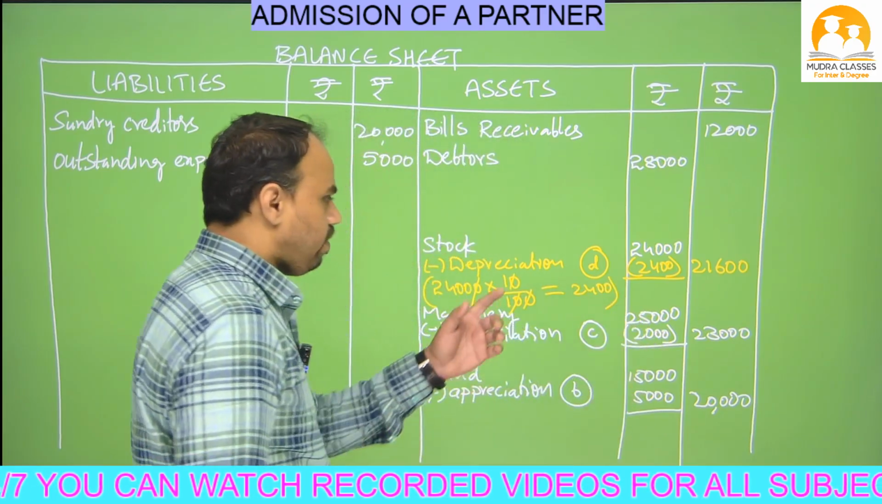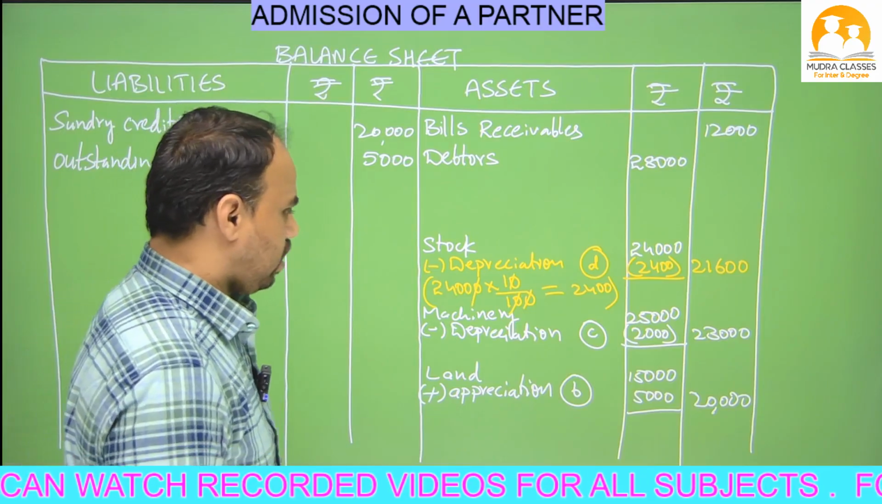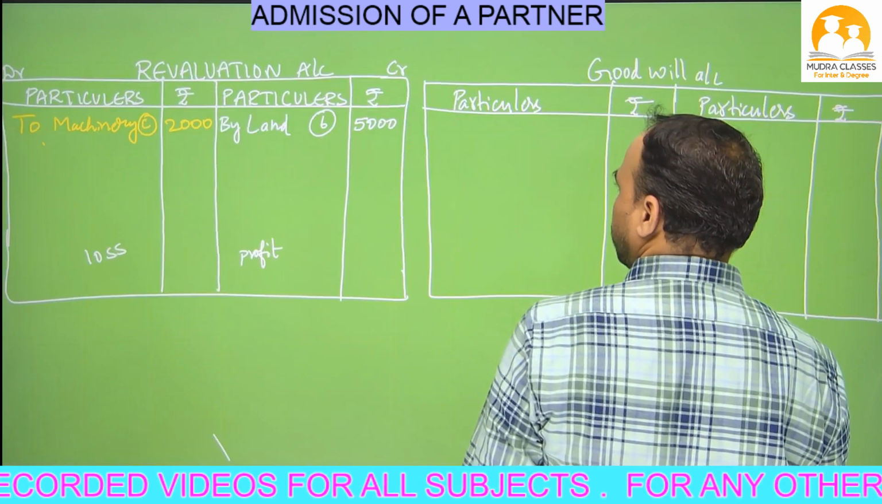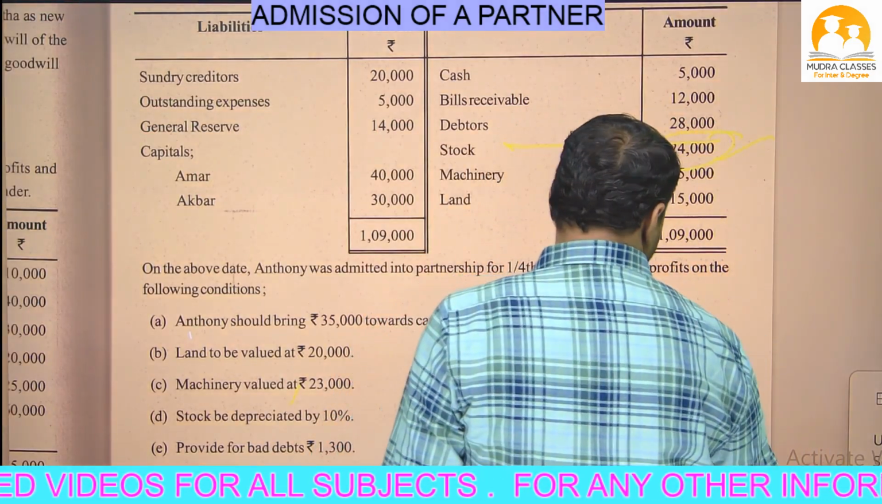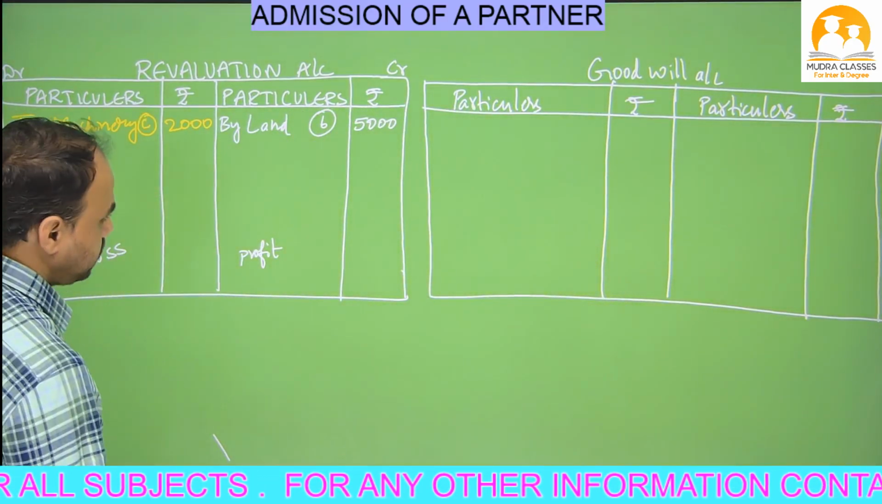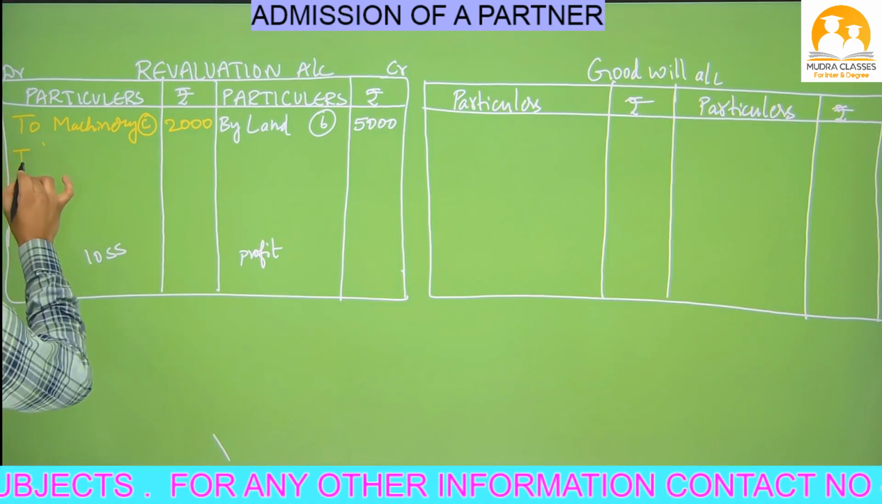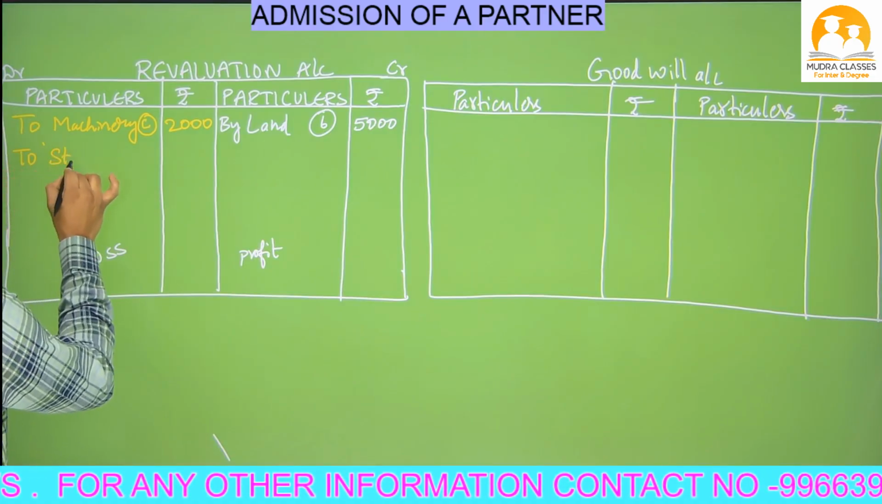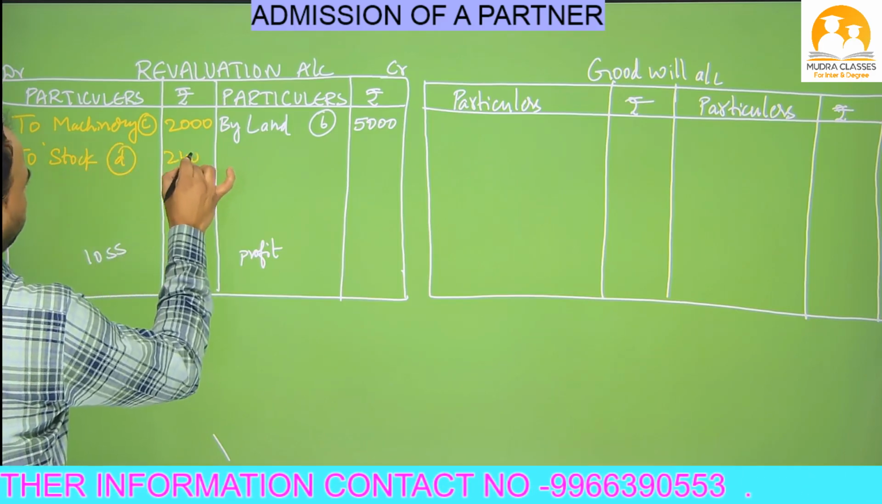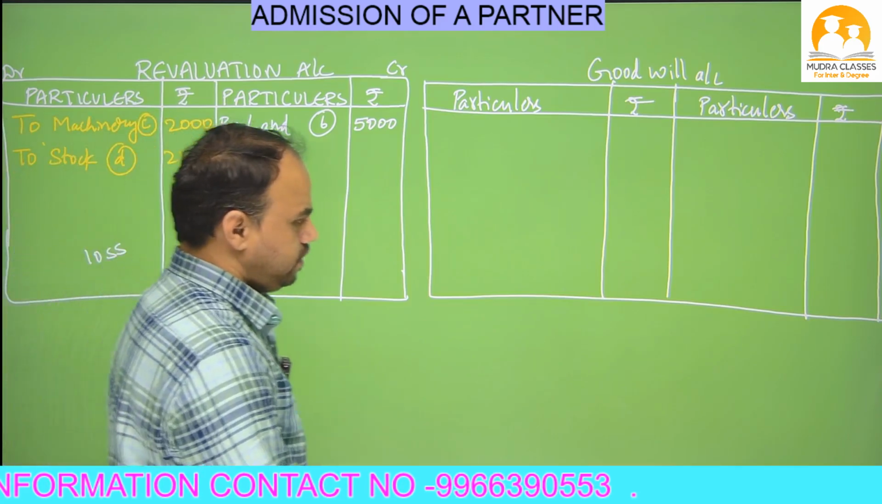So one time we deducted it from the stock, and one more time we will write in the revaluation account. In the revaluation account, this is a loss. Stock value decreased, that means it is a loss. So in the revaluation account, on the debit side we will write to stock, adjustment number D, amount 2,400. Okay, let's see the next question.